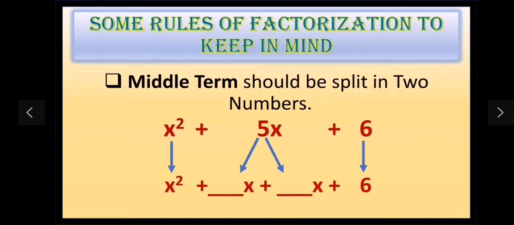The first rule is that we have to split the middle term in two numbers. As you can see, here I have taken x square plus 5x plus 6, so we have to split the 5x in two parts. So this is the first thing.